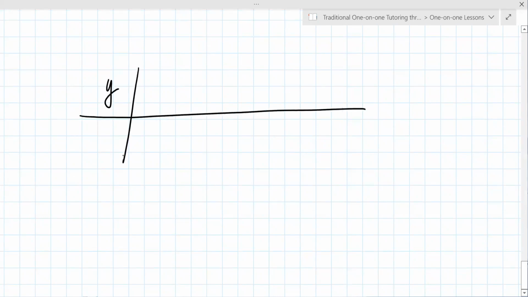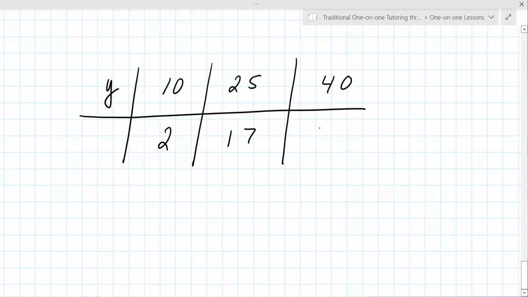Okay, let's make a table here. Here is y, and then I'm going to give you a couple of numbers. Let's say it's 10 and then 2, 25 and 17, 40 and 32. We want the rule. What's the rule here? Your options are add, subtract, multiply, and divide. I'm thinking add, and each time you'd add 15.